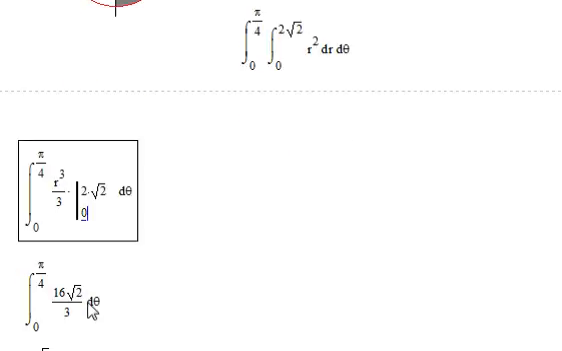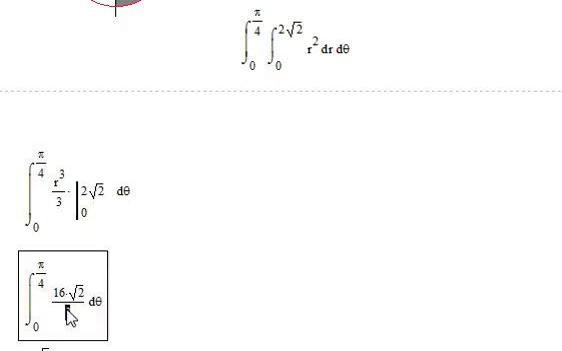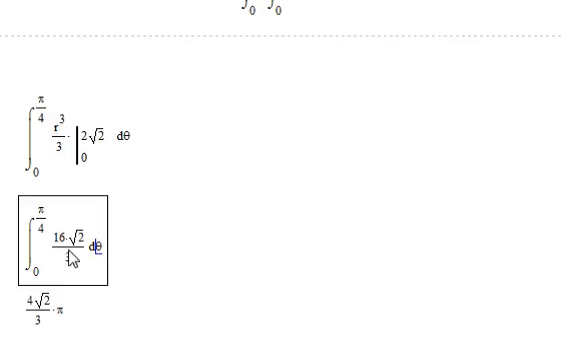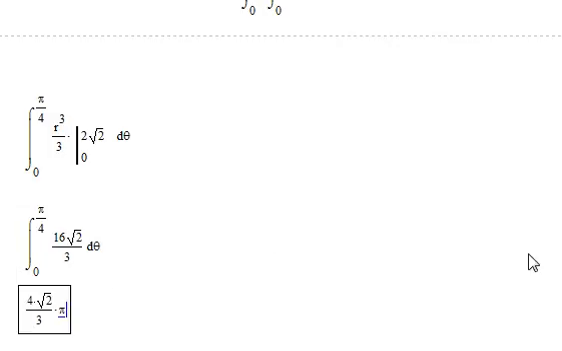And then that is going to be evaluated, by the way, d theta, I guess. That is just a constant, so integrating a constant times d theta is just going to be that constant times theta. So 16 square root of 2 over 3 theta, but then that theta will be either 0 or pi over 4. When we put in pi over 4, the 4 in the 16 and the 4 here cancel out, and it'll give us 4 square root of 2 over 3 pi.